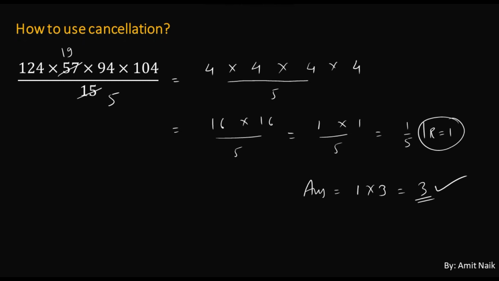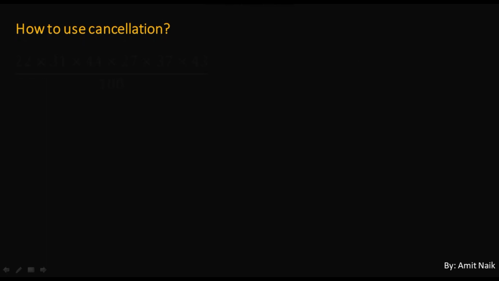So I hope this is not a confusion. What we did is very simple. I have cancelled the question's terms by a factor of 3, and hence I have to multiply the final remainder that I get by the same factor 3. Okay, let us learn it in one more question.